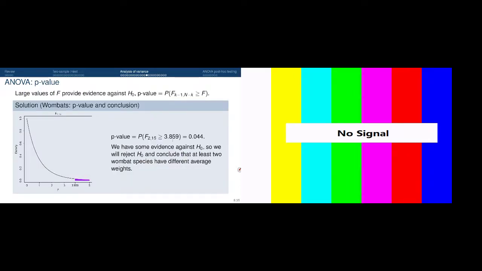So when we draw this F distribution, same as we've done in all the other examples, we just draw the distribution, we mark on where the test statistic is, and then for the analysis of variance, we're only interested in the area to the right. All right.